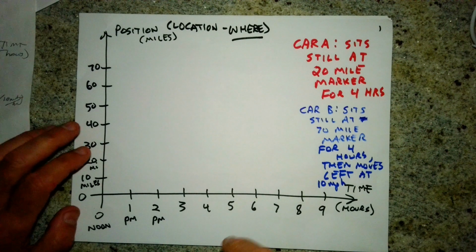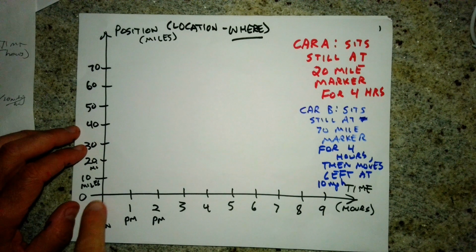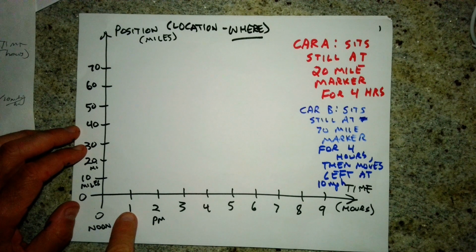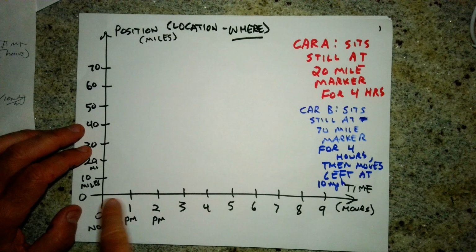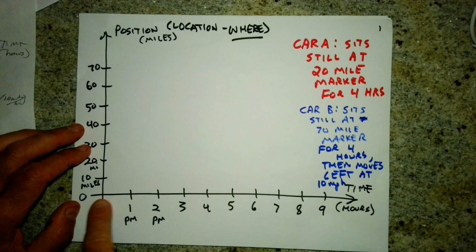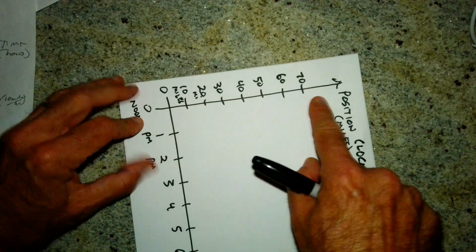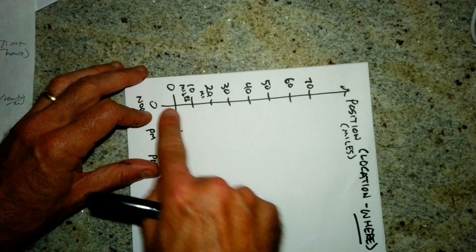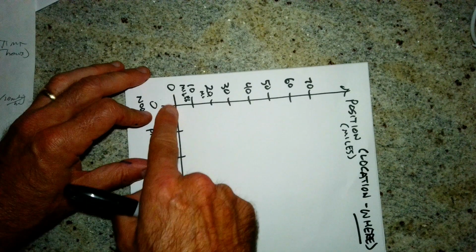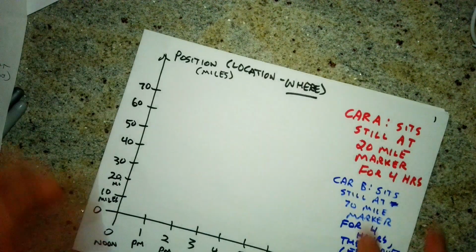An easy way to start getting a handle on this is to think of this 0 here, where time is 0, that's noon. 1 means 1 o'clock in the afternoon, 2 means 2 o'clock in the afternoon, and so we're keeping track of a car as it moves on an afternoon, and the time starts at noon. Then we have this number line, like the car can move back and forth on it. 0 is like where California meets the ocean, and then we have 10, 20, 30, 40, 50, 60, 70 miles.